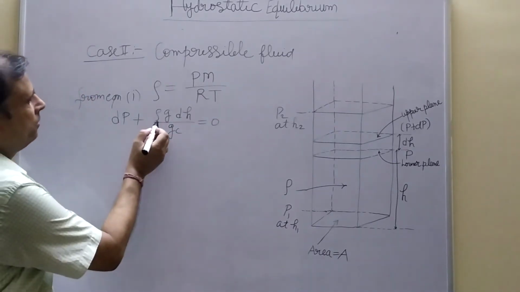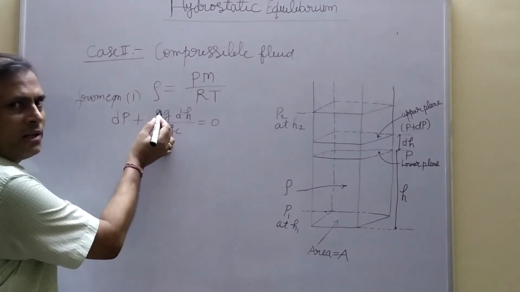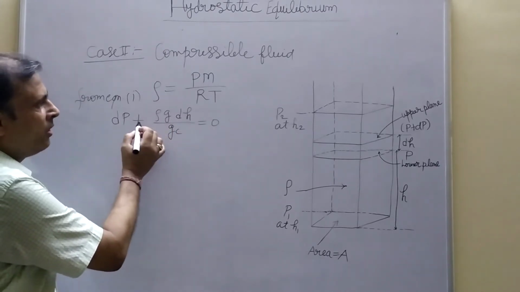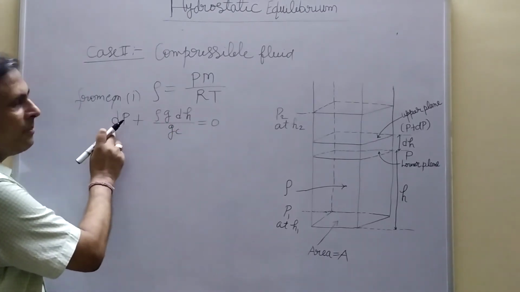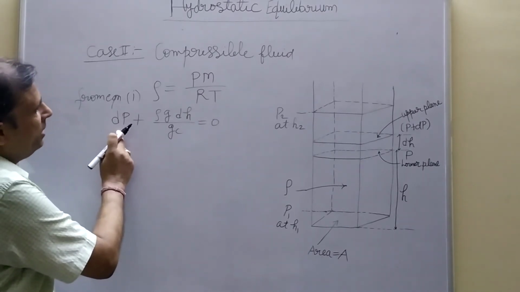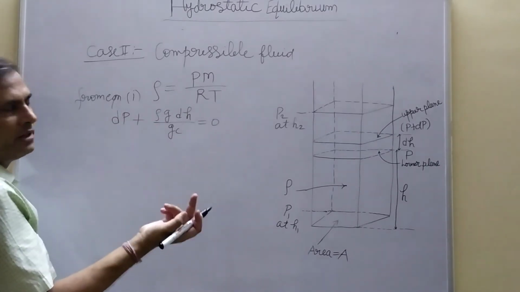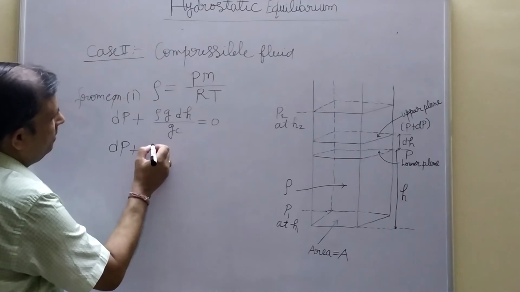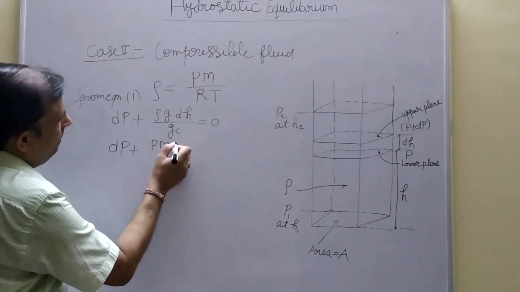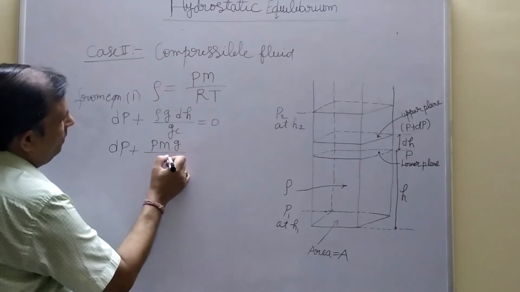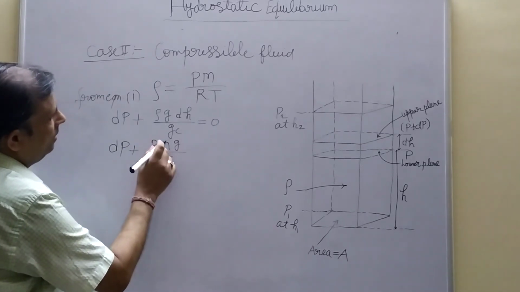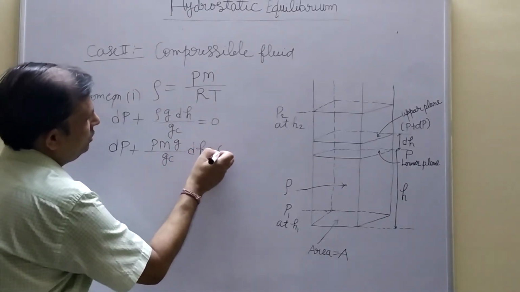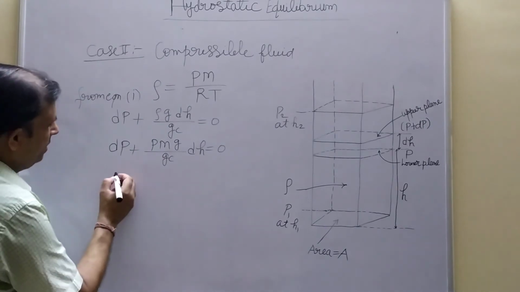This term contains rho, and this rho varies with pressure. So we cannot integrate this because here we have a pressure term. We have to put the value of rho in this equation, then we can integrate. So dP plus P M g by R T gc dh equals 0. Now we can divide this equation by P.